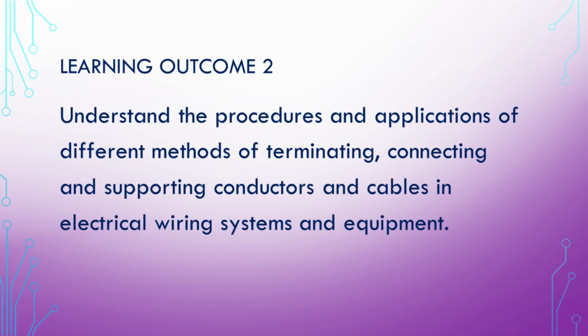Learning outcome 2 moves into understanding the procedures and applications of different methods of terminating, connecting and supporting conductors and cables in electrical wiring systems and equipment. So this outcome is looking at how you decide what terminations you're going to use and how you support the terminations and the cables with various types of containment and support systems that you would use.